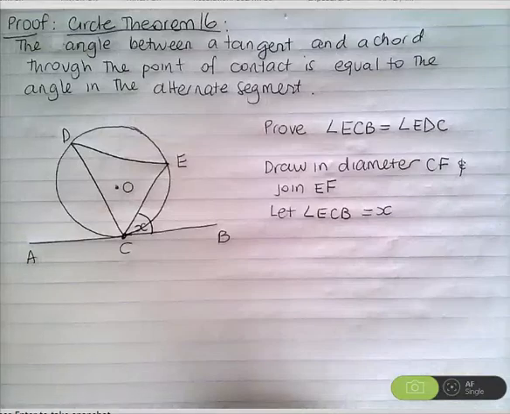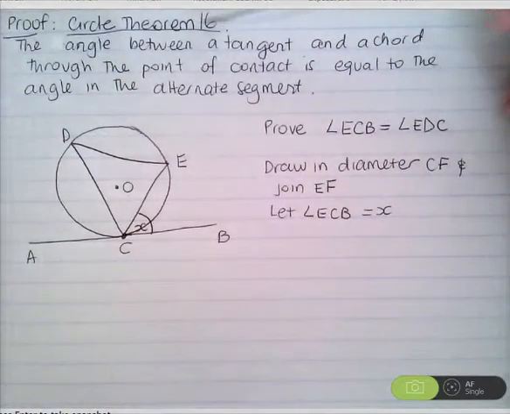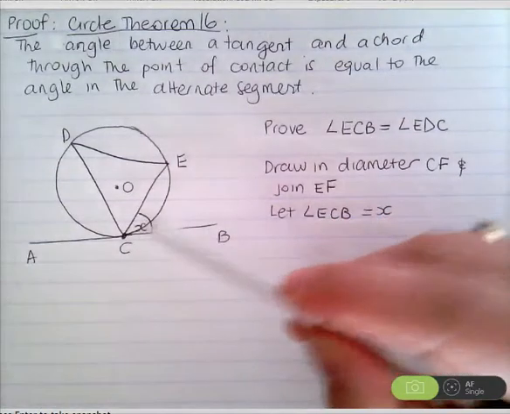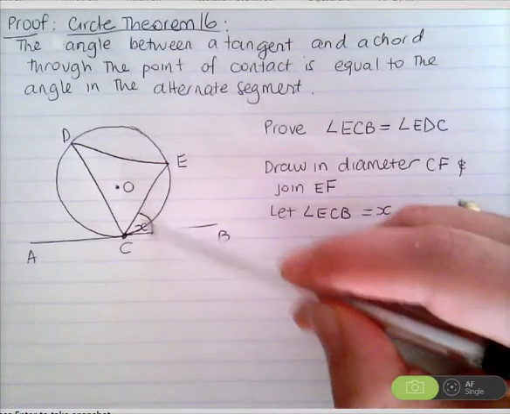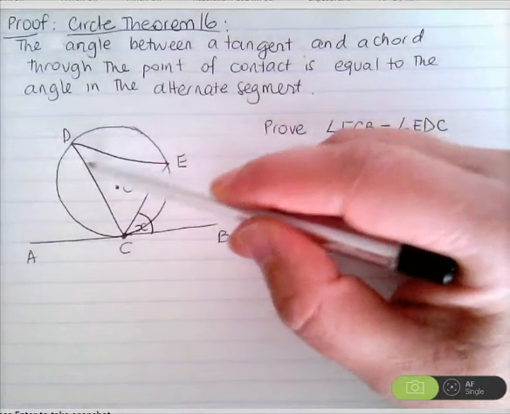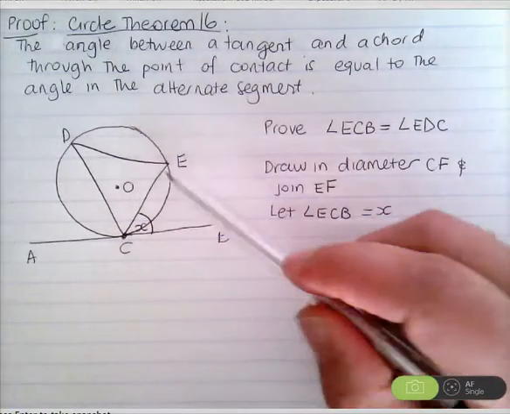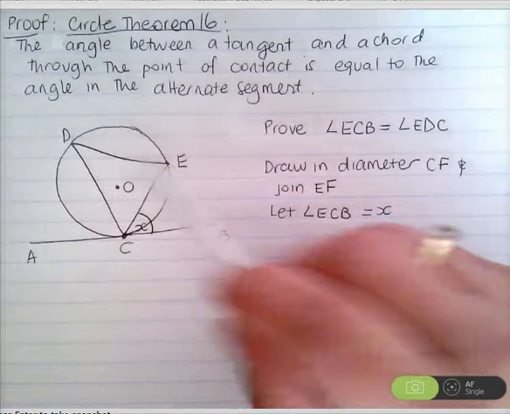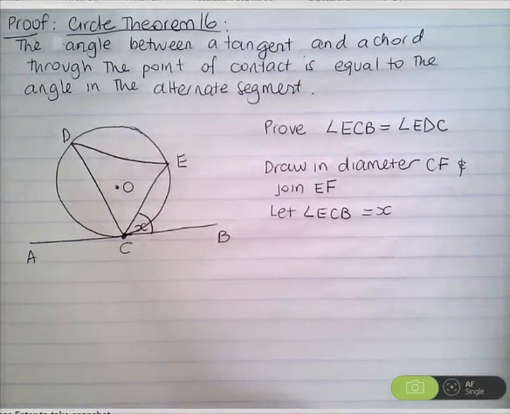Okay? This is the proof for circle theorem number 16. If you can do this in your exercise book, please: that the angle between a tangent, so tangent AB, and the chord CE through the point of contact C, is equal to the angle in the alternate segment. So what we really want to prove is that this angle between the tangent and the chord, which is angle ECB, is equal to the angle formed in the alternate segment, which is angle EDC. So that was what we're proving there. Now, to do this proof, we need to draw in the diameter CF and also join EF.